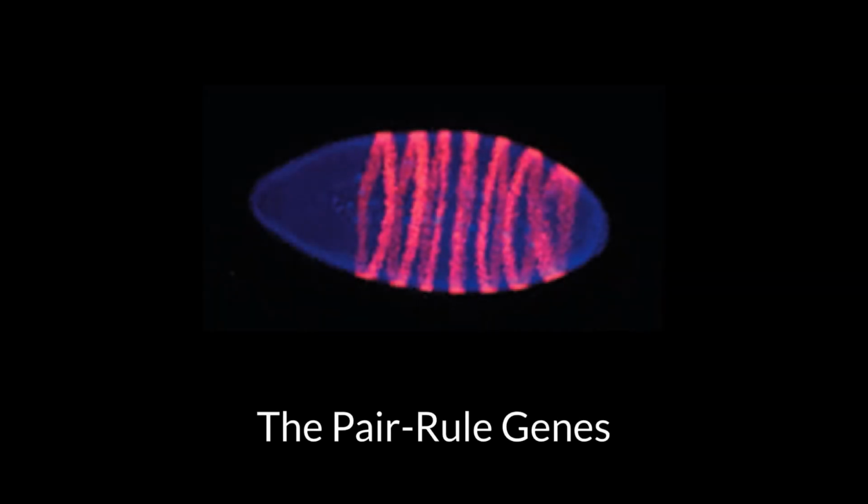The gap genes, along with the maternal effect genes, activate the expression of the pair rule genes, and these are also transcription factors. These genes begin to be expressed at around the 13th cell division cycle, so this is when cell membranes are beginning to form between nuclei. And segmentation first becomes apparent as these genes begin to be expressed.